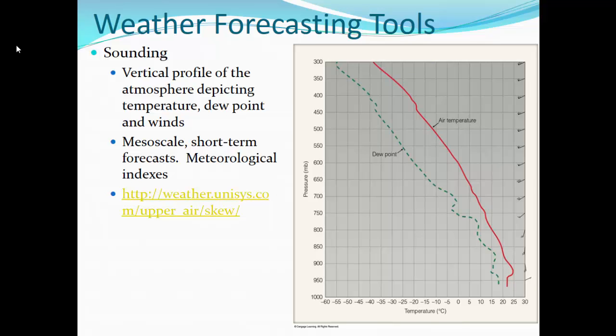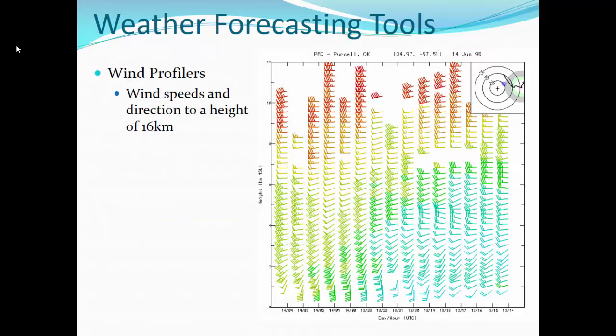And the sounding gives us a short-term, sort of mesoscale forecast. So this is really for where this sounding was taken, and then sort of in the next 6 to 8 to 12 hours. It gives us some meteorological indexes that we use for short-term forecasting as well. And if you click on the link, it's going to take you to the Unisys weather page, and it's going to show you where you can get soundings from all over the country, and those soundings we'll talk more about in class.